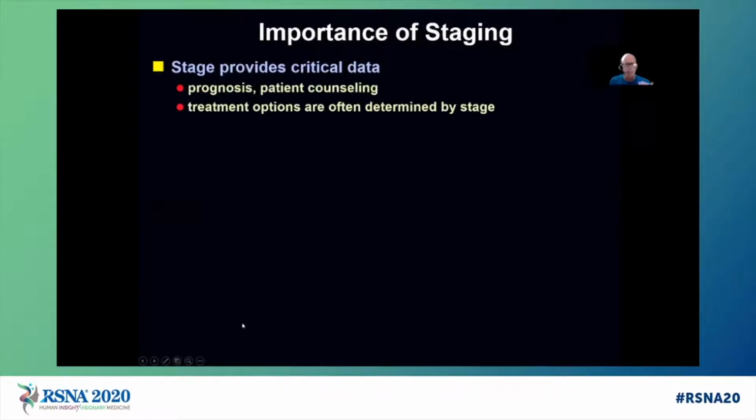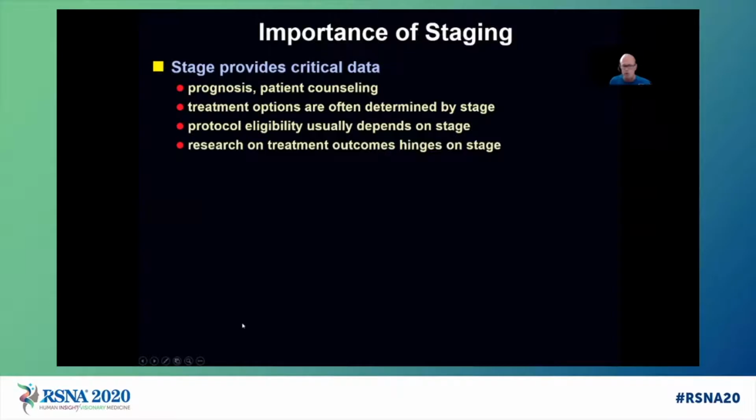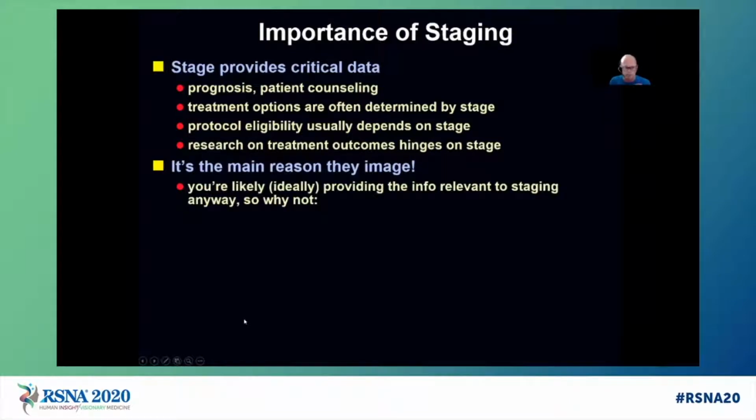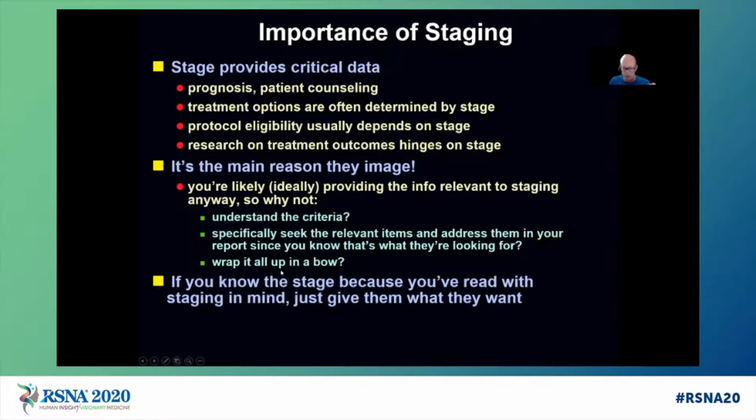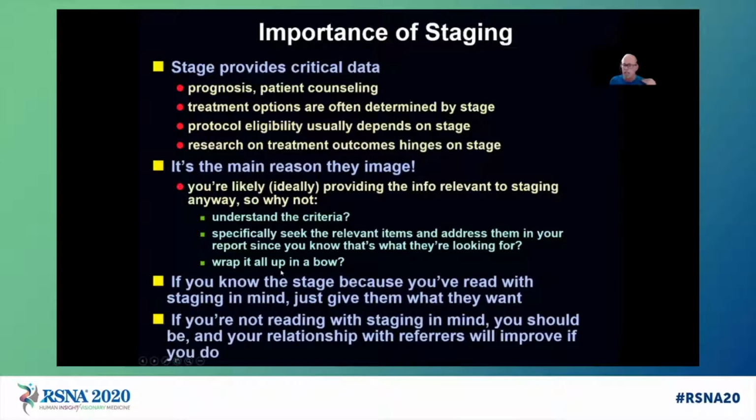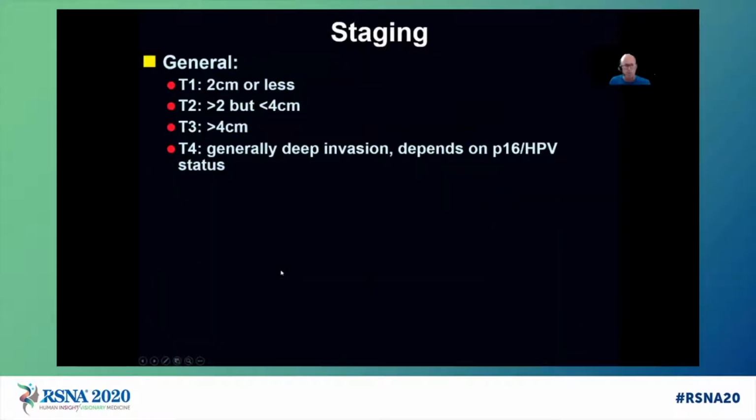It provides critical data, prognosis, treatment options, protocol eligibility, and research on outcomes all hinges directly on the stage of the cancer, and it's really why they image the patient. So you are ideally providing the relevant information anyway, so my proposal is why not understand the criteria, specifically seek these relevant items and address them in your report and give them a complete product. And if you know the stage because you've been reading with that in mind, give them what they want, and your relationship with your clinicians will be much better.